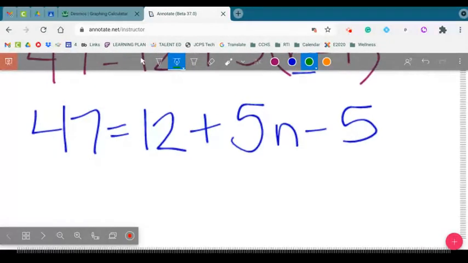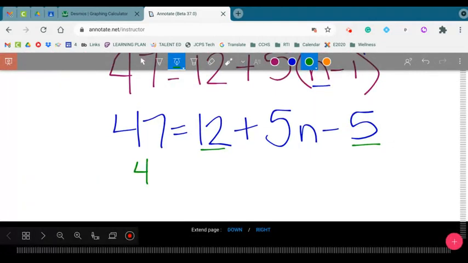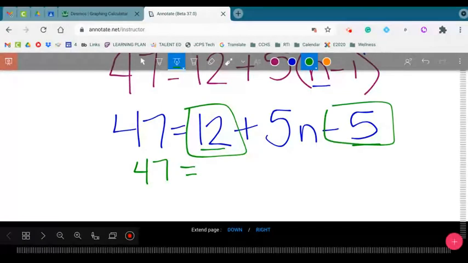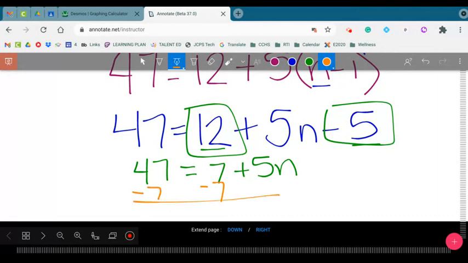You can then take it a couple of different ways. You can combine your like terms or you can move them. So I'm going to combine them. So we get 47 equals 12 minus 5 is 7 plus 5n. I'm going to subtract my 7 over to this side, and I get 40 equals 5n.